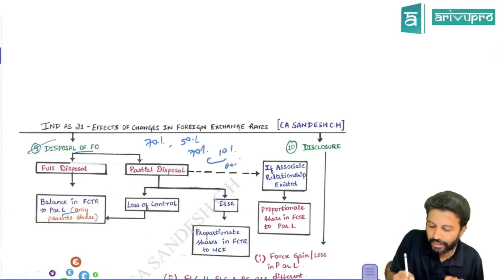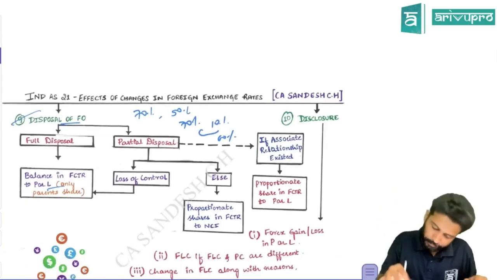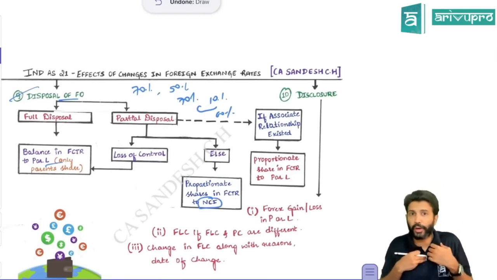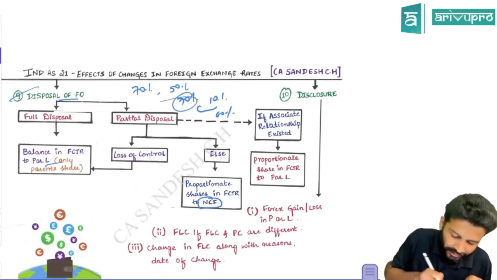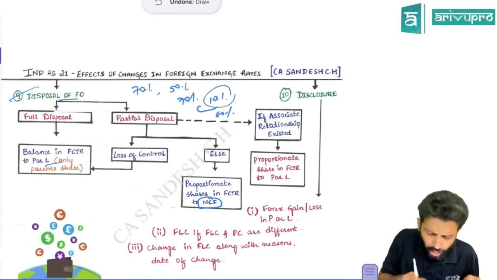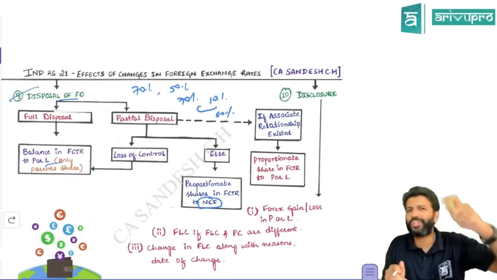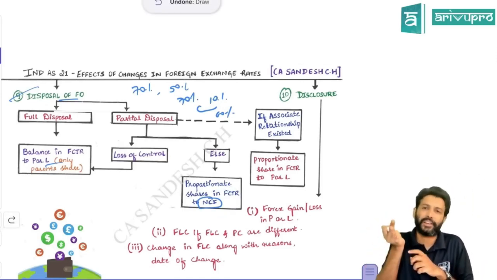That means how much do you still have? 60%. That means have you lost control? No, control is still there. Then the proportionate FCTR balance you transfer to NCI. You still have control, no? Earlier you had, let's say, 70% share in FCTR and NCI had a 30% share. Now you sold off 10%, which means NCI balance will increase. So the 10% of FCTR balance, you straight away transfer to non-controlling interest. Their share will increase like that.